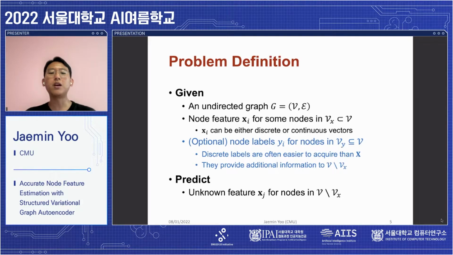This is because discrete labels are often easier to acquire than the feature vectors, and such labels provide additional information to the target nodes that have no features. So such node labels can be given or cannot be given based on the problem settings. So we want to build a model that can work with both scenarios, whether the node labels are given or not. So with this information, we aim to predict the unknown features of nodes in the given graph.